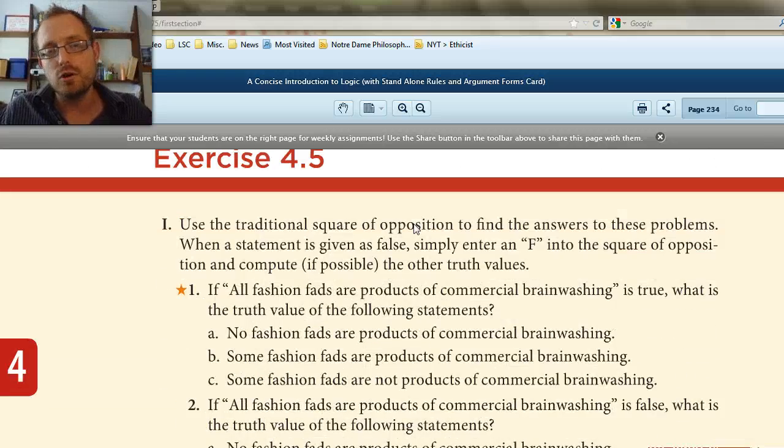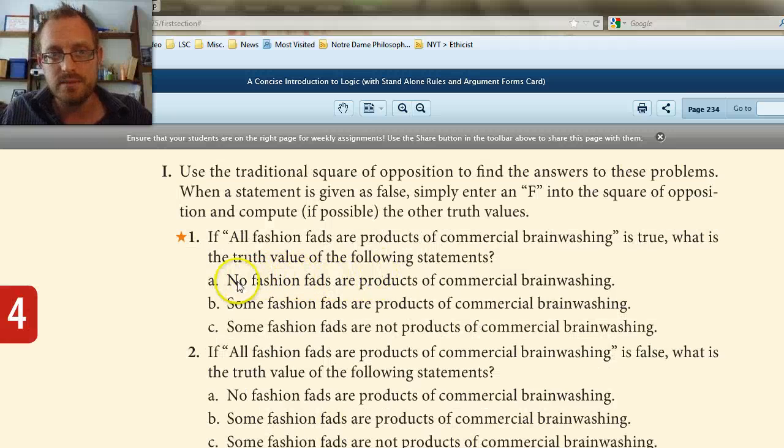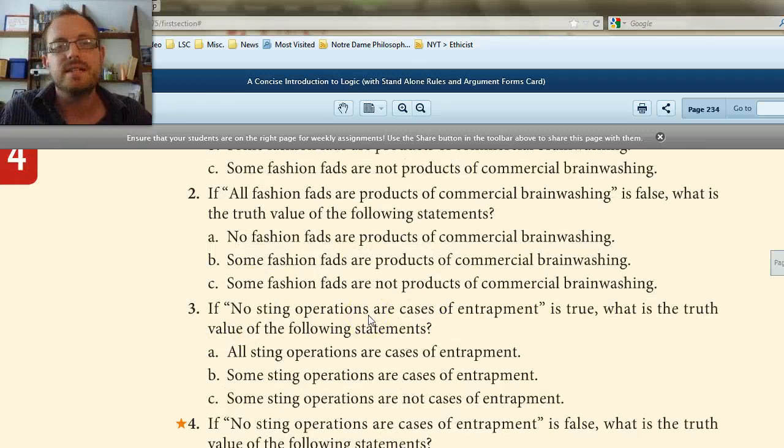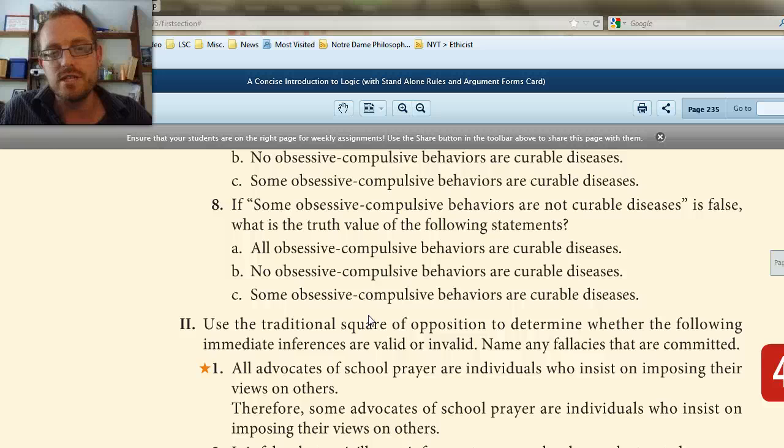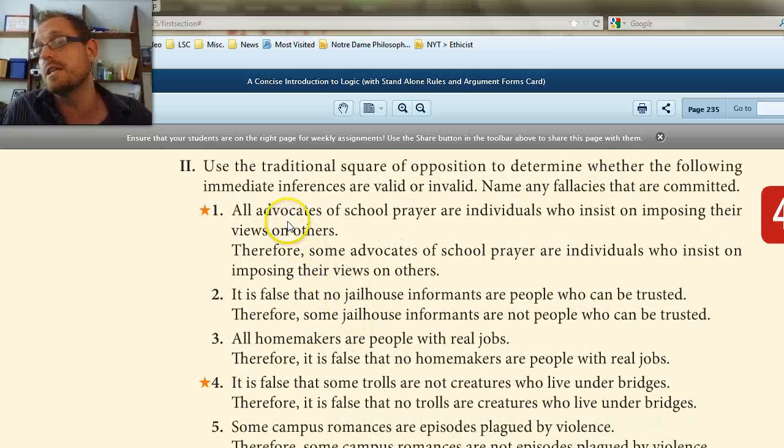So they're going to say, for instance, use the traditional square of opposition to find the answers to these problems. When a statement is given false, simply enter an F into the square of opposition and compute, if possible, the other truth values, right? And you can see here, they want you to do this first claim, then they have all of the different ones, too. So the first set of homework is pretty easy. It's just doing those computational values.